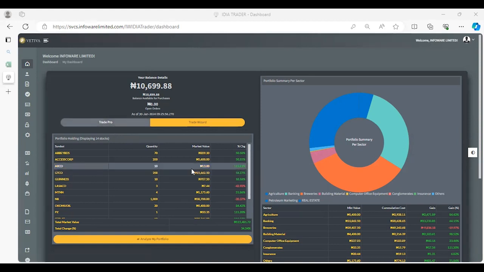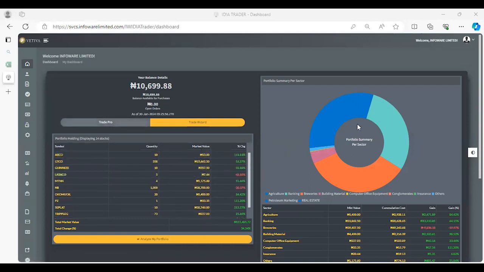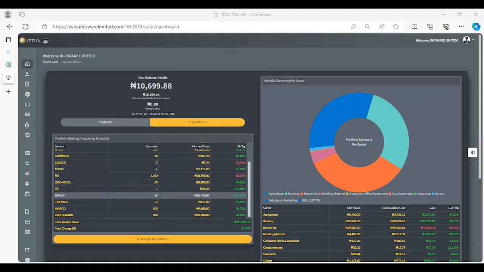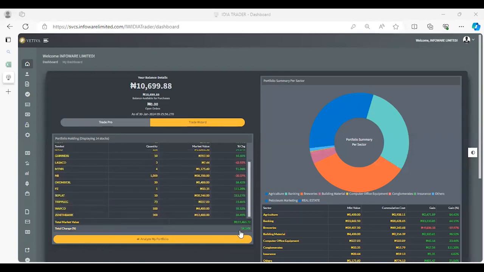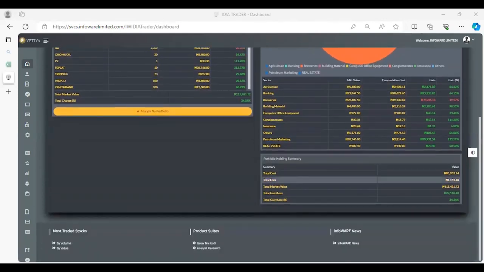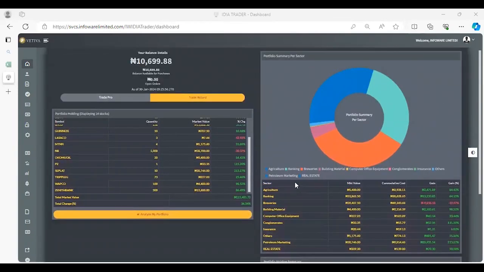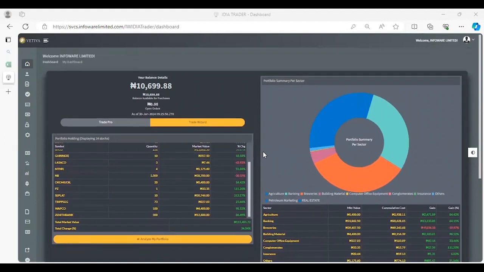Now, today we've made some stock selections, and looking at our portfolio, we have some decent returns, about 34% return on our investment. And then we have our portfolio distribution, the sector, and the details of portfolio holding. So this gives us a snapshot of all our investments, for us to know how well our portfolio is performing.